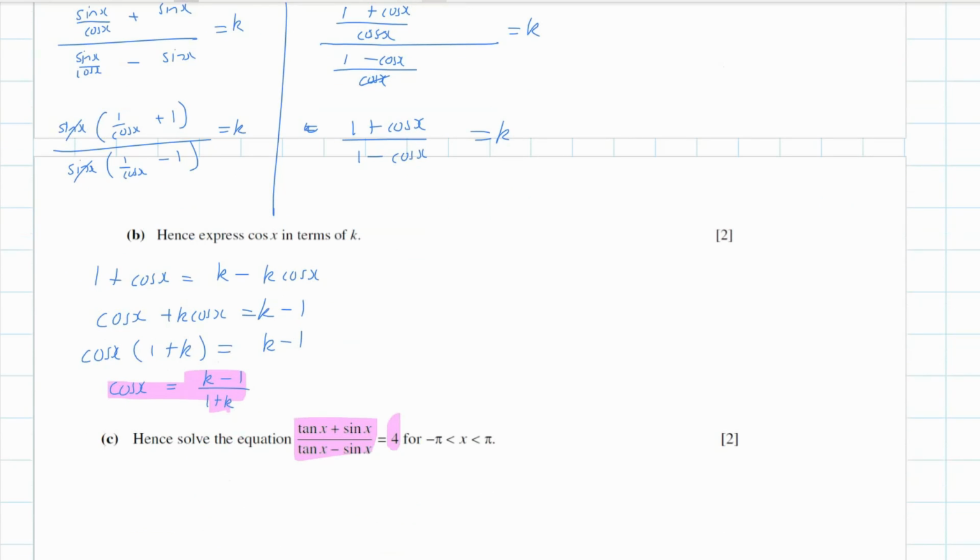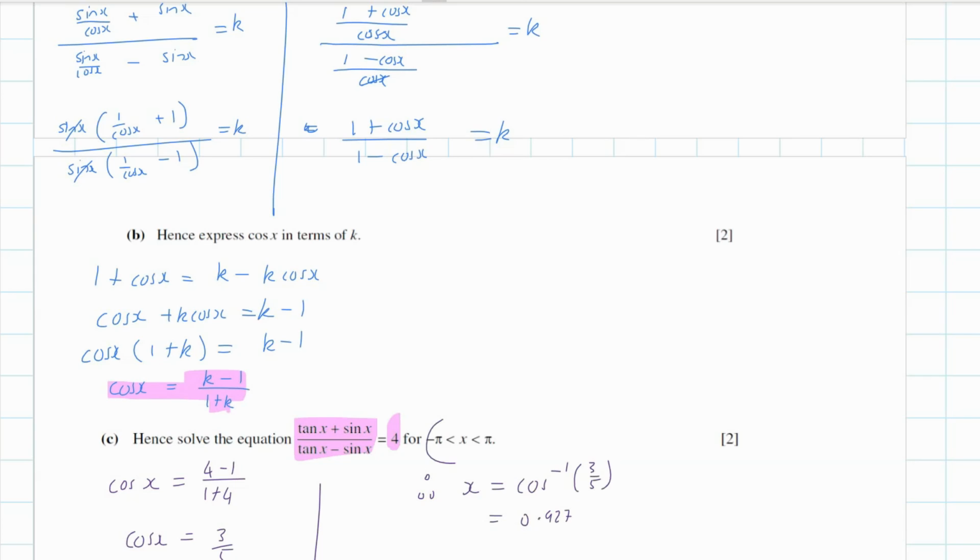It's a matter of just going cos x equals k, which is now 4 minus 1, over 1 plus 4. So cos x equals 3 over 5. And therefore x is equal to the inverse cosine of 3/5. Now, inverse cosine of 3 over 5. So I'm getting 0.927.